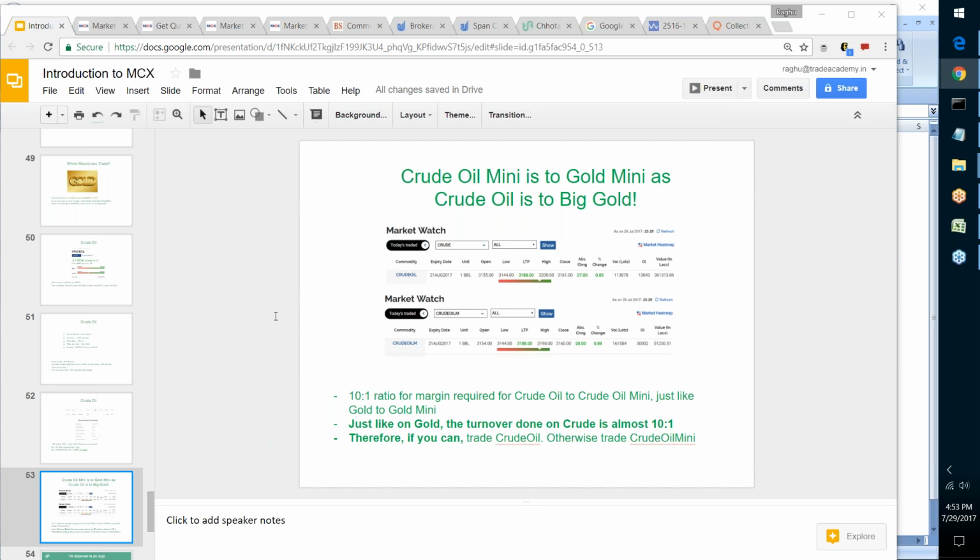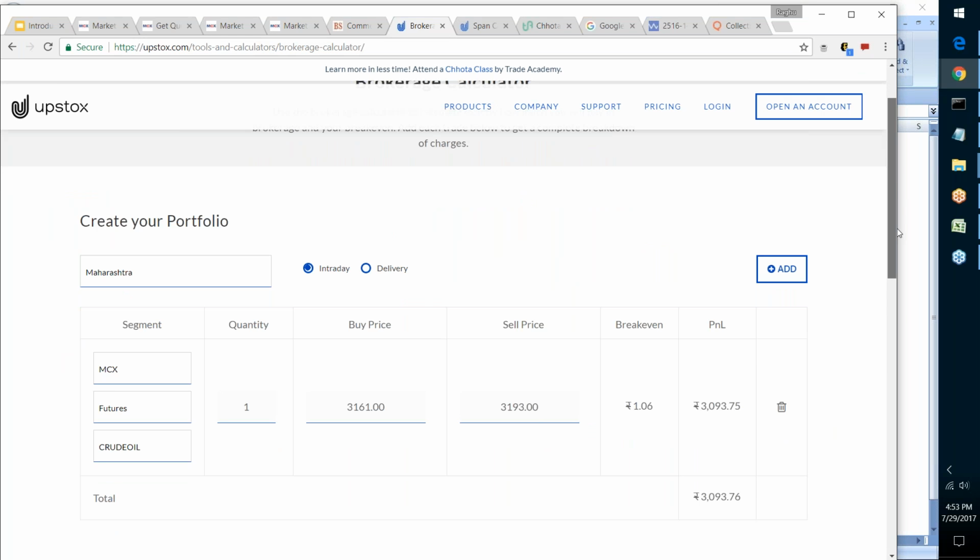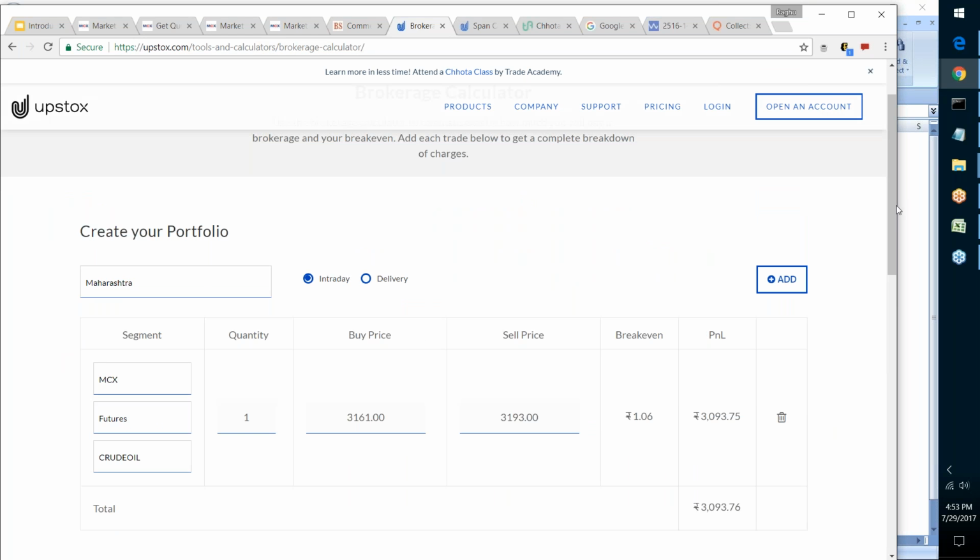So Anil wants the break-even point of crude oil. Let's pull it up. We can pull up the break-even point very easily. If you look at crude oil over here, it's basically one tick, which is not bad, right? So if you can find a 1 rupee difference between crude oil and crude oil mini, you can actually make a profit.